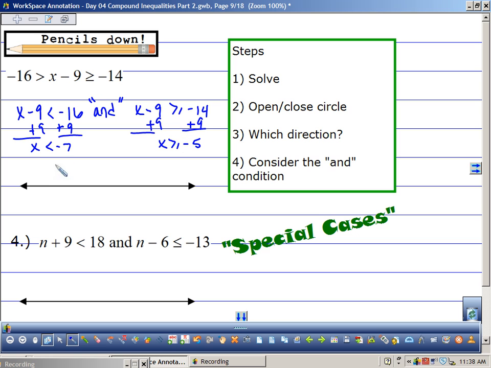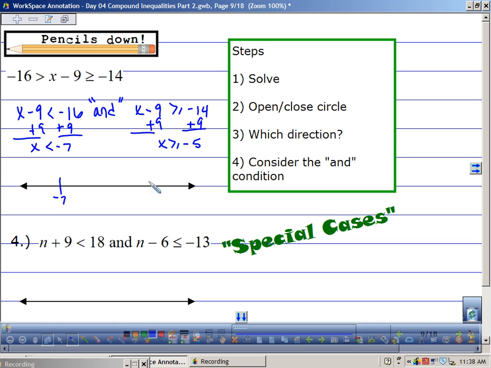So if I were to graph that on a number line, here's negative 7, here's negative 5. x is less than negative 7, x is greater than or equal to negative 5. So when does that occur with both? No solution. There is no time where both things are occurring. This is happening and this is happening, right? They're going in separate directions.